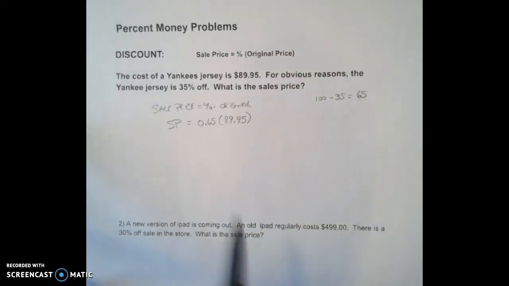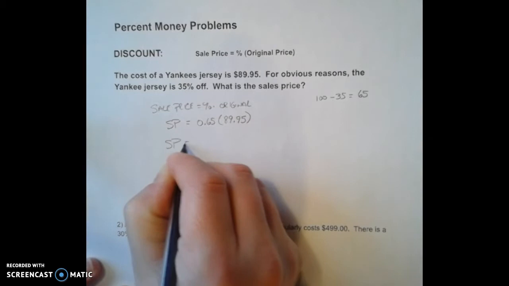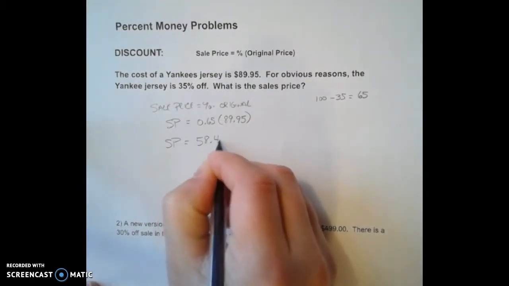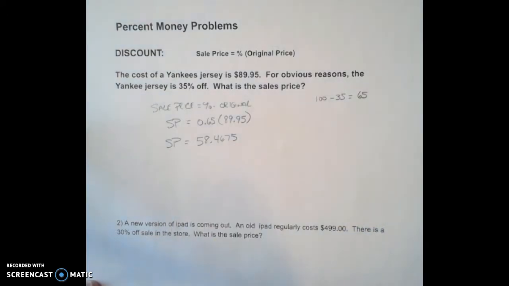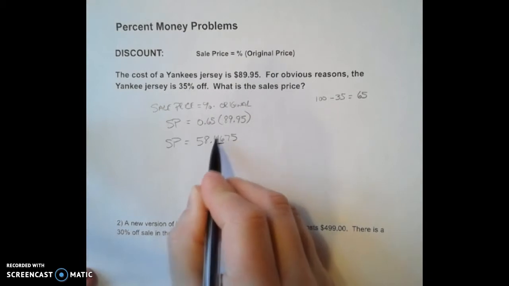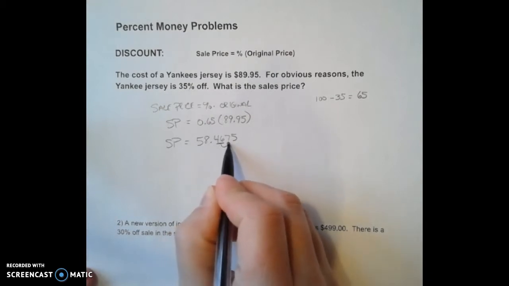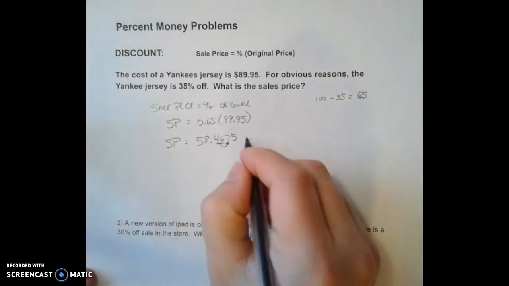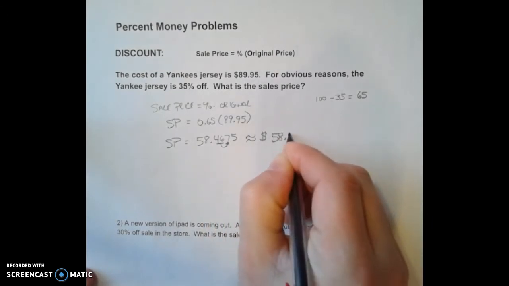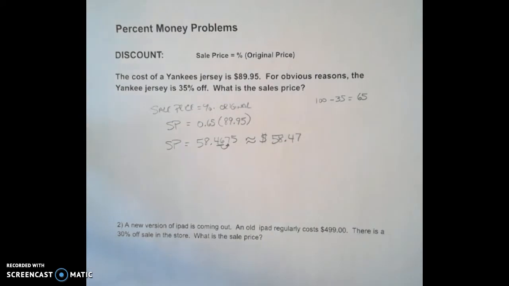Okay, so since we saved 35%, that means we had to pay 65% of the original price. And now when we go ahead and multiply these for my sale price, that's going to give me the decimal 58.4675. Now we know that money has two decimal places, so we have to round this to the nearest hundredth. Looks like 46 hundredths, but that 7 right there in the thousandths place is going to round us up. So this is going to be approximately $58.47 when it's on sale.